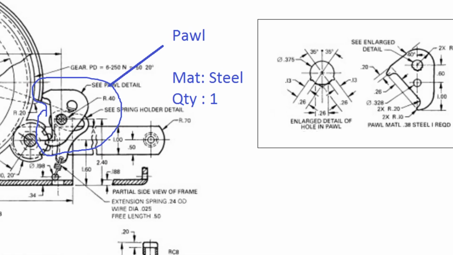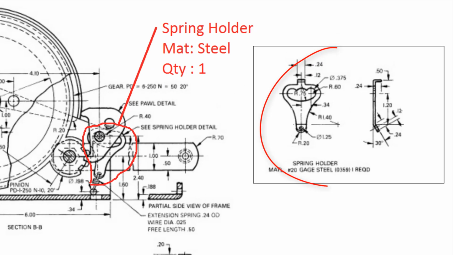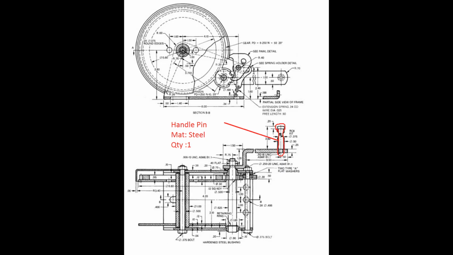Our ninth component in our assembly is the pole. Its material is steel and its quantity is 1. We use this pole in order to control the direction of our winch. The 10th part of our assembly is a spring holder. Its material is steel. Its quantity is 1. It's a sheet metal part with bend properties.